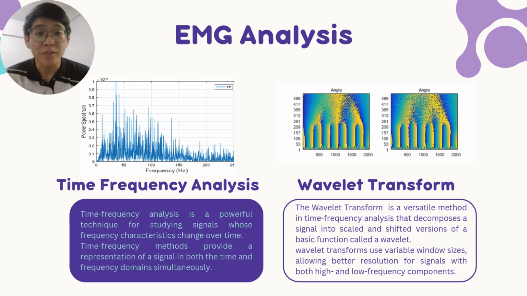On the other hand, the wavelet transform is a versatile method in time-frequency analysis that decomposes a signal into scaled and shifted versions of a basic function called a wavelet. As you can see from the diagram, the color intensity corresponds to the signal's power at different times and scales, or different frequencies. The wavelet transform uses variable window sizes, which allows better resolution for signals with both high and low frequency components.